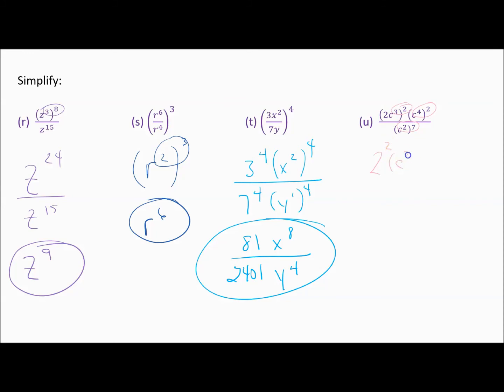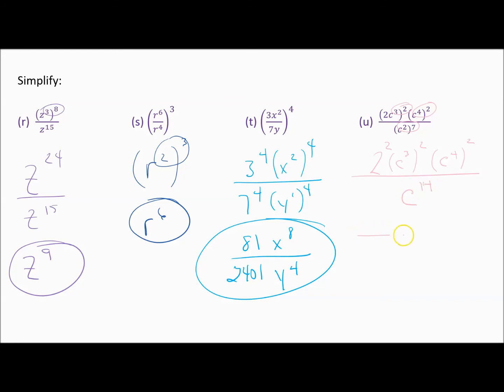This c to the 3rd has to be raised to the 2nd power, and over here this c to the 4th is raised to the 2nd power. We could have gone ahead and simplified that. And in the denominator, the c to the 2nd, look, let's go ahead and multiply 2 times 7 is 14. So that's c to the 14th down there.